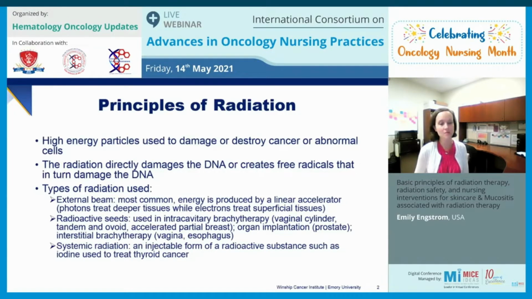So there are a few types of radiation that are commonly used. External beam is the most common. Here in the US, we have a couple of different types of external beam treatment. Typically, photon and electron beam therapy are the most common. Photon beam treats deeper tissues, and electrons treat superficial tissues when we're only trying to get within a couple of centimeters below the surface, either the skin surface or just below the skin surface. We use electrons. Otherwise, we typically are using photons.